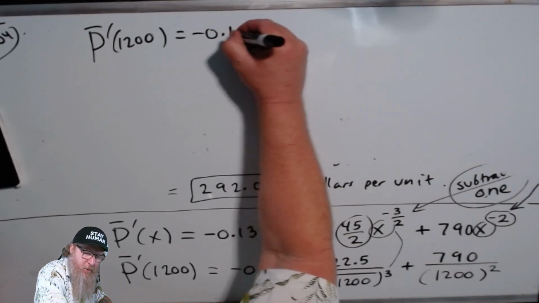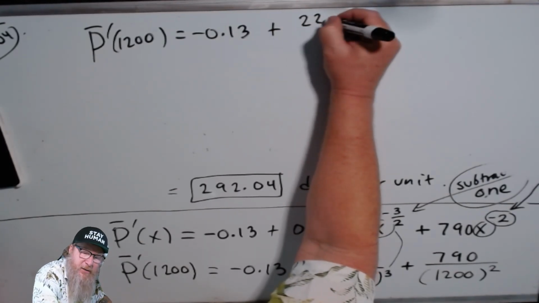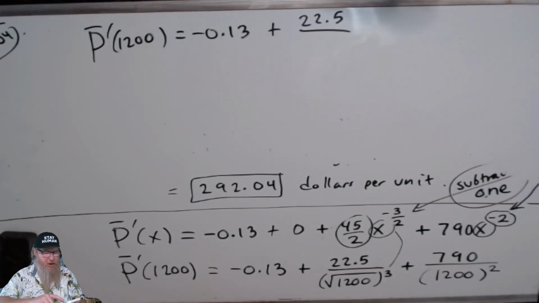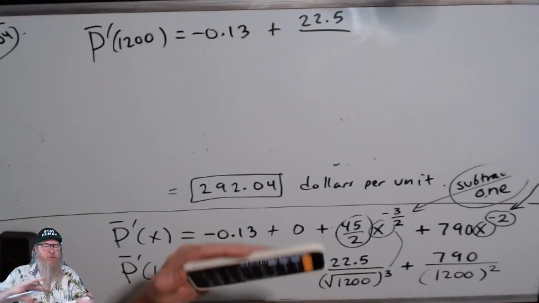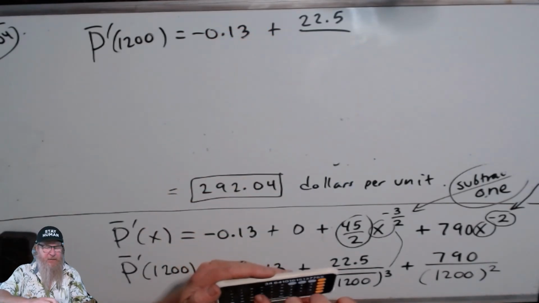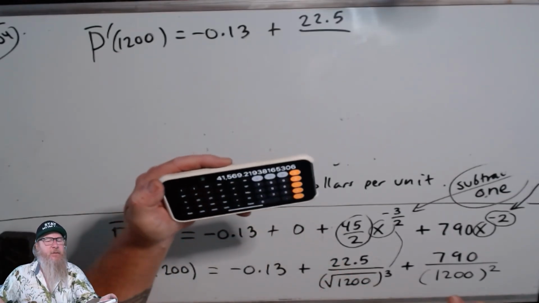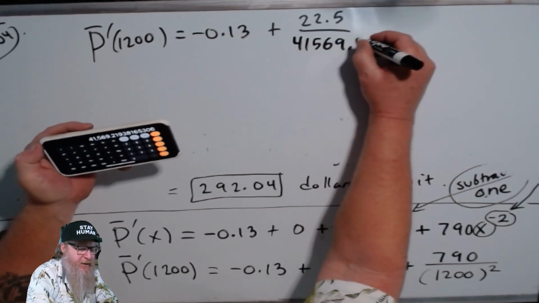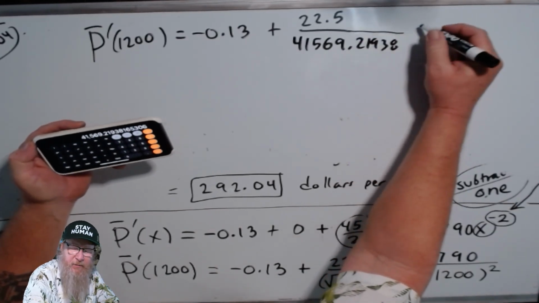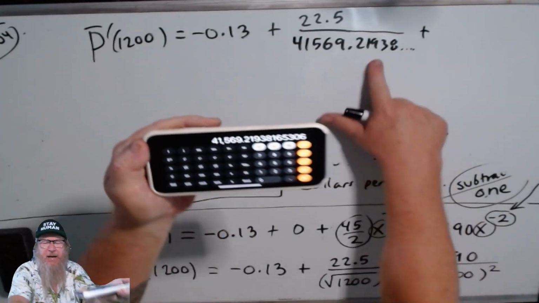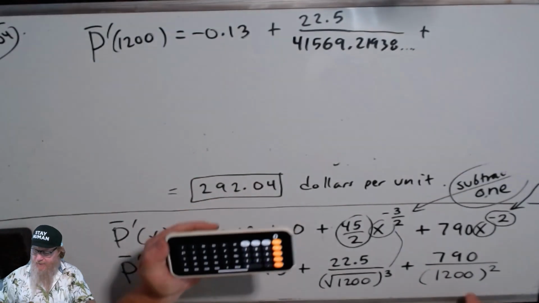All right, so I got negative 0.13 plus 22.5. I'm going to do this 1200 square root business here. 1200. Square root it first. Gives you 34 point something something. And then cube it. Oh, there's a cube button. So that's 41,569.21938, blah, blah, blah. If you're going to keep it on your calculator, I like to write it down in case I screw it up, because I often clear out my calculator like that.